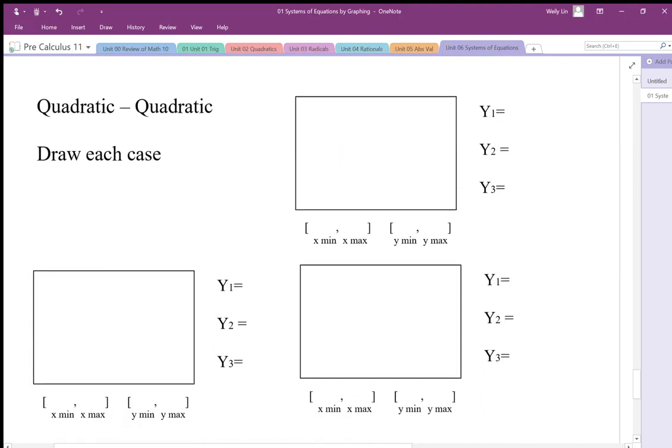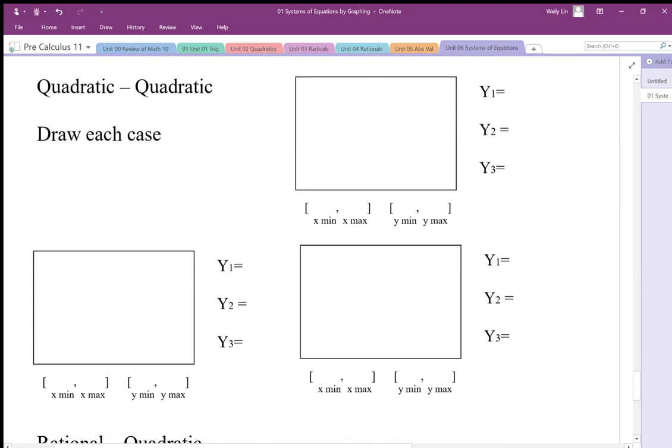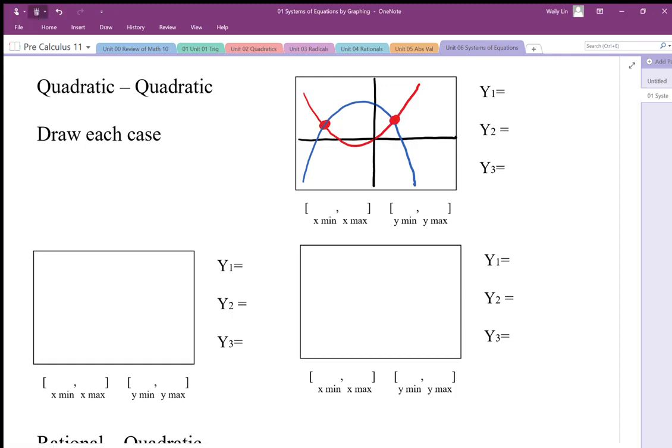What about a quadratic system? Since it's quadratic, our highest degree is 2, so we probably can't have more than 2 solutions. Can we have 3 solutions? We really can't draw a case with 3 solutions. However, I can draw a case where I have a quadratic and a quadratic that intersect 2 times. This is a two-solution situation where I have one solution here and one solution here.